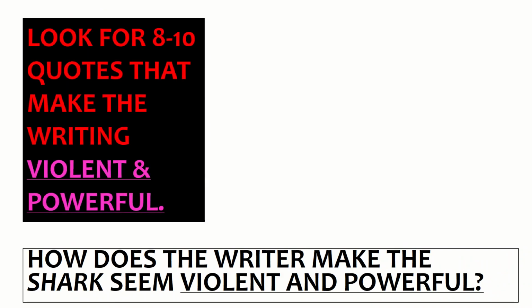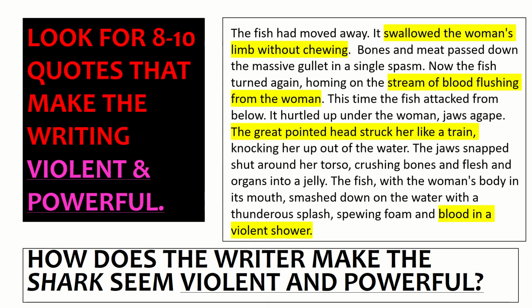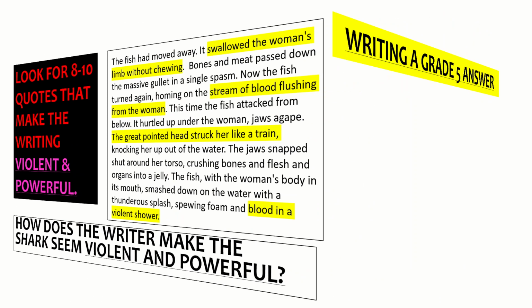Okay, that would be my extract, and what I would do is look through the extract and highlight as many quotes as I could that show that the shark is powerful. So a few here, it says, it swallowed the woman's limbs without chewing, stream of blood flushing from the woman, it struck her like a train. So I'd go through my extract and highlight words that make the shark seem violent and powerful.